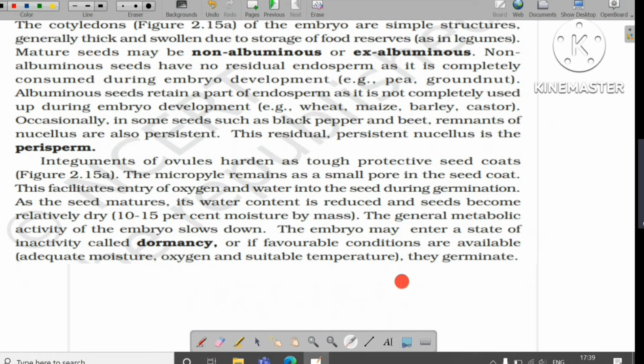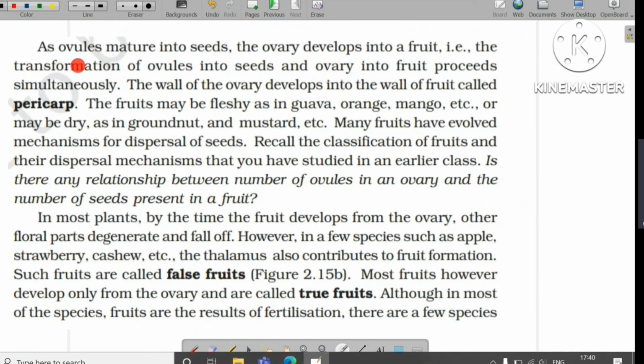temperature, then they germinate. As ovules mature into seeds, the ovary develops into a fruit. That is, the transformation of ovules into seeds and ovary into fruit proceeds simultaneously. The wall of the ovary develops into the wall of fruit called pericarp. The fruits may be fleshy, as in guava, orange, mango, etc., or may be dry, as in groundnut and mustard, etc.